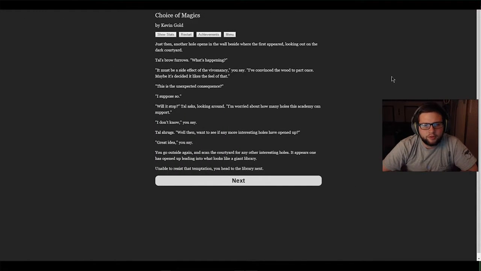Just then, another hole opens in the wall beside where we first appeared, looking out on the dark courtyard. Tal's brow furrows. What's happening? It must be a side effect of the vivomancy, you say. I've convinced the wood to part once. Maybe it's decided it likes the feel of that. This is the unexpected consequence? I suppose so. Will it stop? Tal asks, looking around. I'm worried about how many holes this academy can support. I don't know, you say. Tal shrugs. Well then, interesting holes have opened up? Great idea, you say. You go outside and scan the courtyard for any other interesting holes. It appears one has opened up, leading into what looks like a giant library. Unable to resist that temptation, you head to the library next.